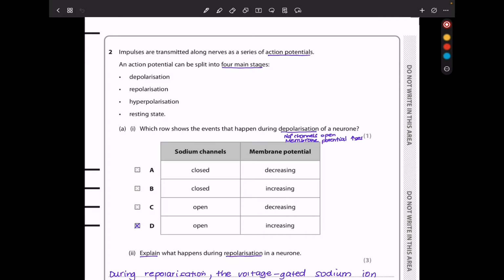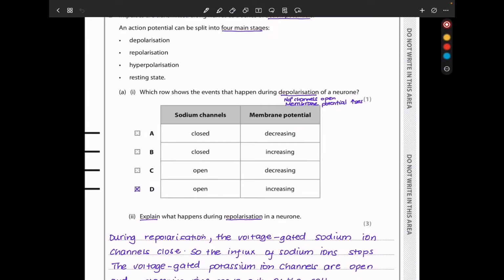During depolarization, the sodium ion channels open and sodium enters the neuron, so the membrane potential increases. The answer should be D.